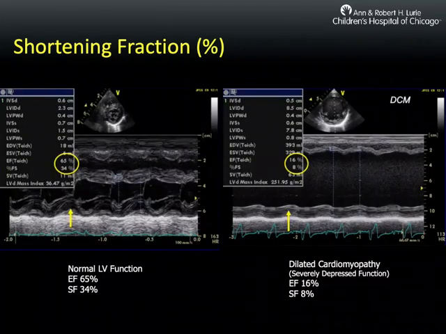Here you can see an example of what a normal LV function would look like, with a shortening fraction of 34%, as well as in the setting of a large dilated cardiomyopathy with severely depressed function. Here you can see a shortening fraction of 8%. Again, typical normal values for shortening fraction can range anywhere from 28 to 40%.